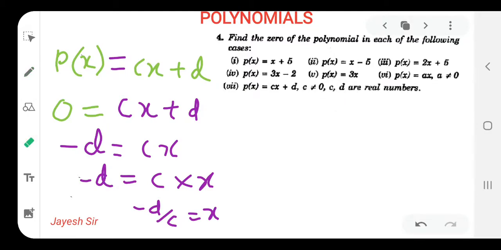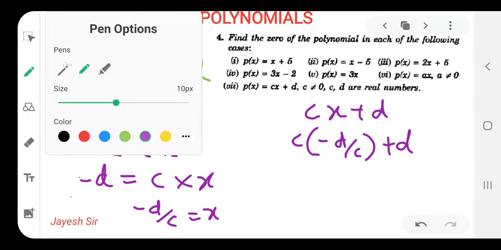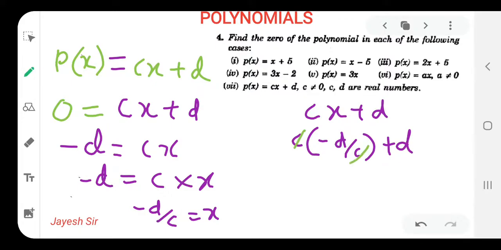So let's check and verify whether we have found our answer correct or not. cx + d is our equation. We have to put the value of x as minus d upon c, and plus d as it is. Now, friends, c and c got cancelled, so it is remaining with minus d plus d. Both have opposite signs, so the answer is 0. That means minus d by c is the value of x. That is our correct answer. I hope you all have understood and cleared your concept over here, friends.